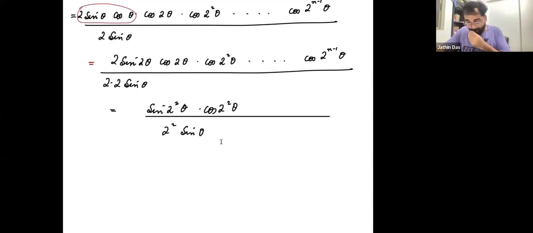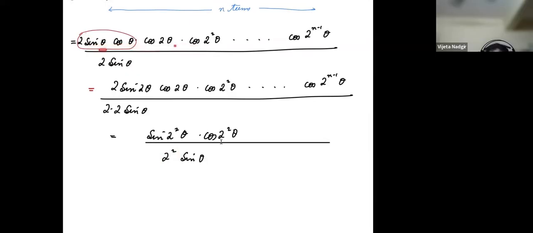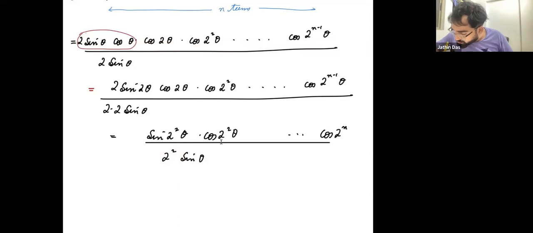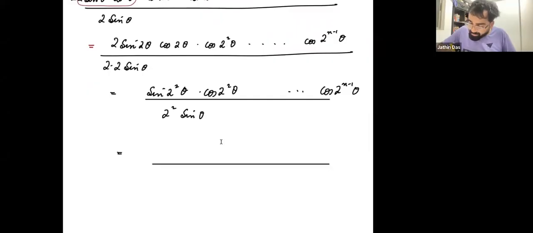And this will come 2 square sine theta. Now you tell me, when there's a 2 square here, I removed this theta, I removed 2 theta. So 2 terms I eliminated and I got 2 square here. And it has to go till cos 2 raised to n minus 1 theta. So how many 2's I'll have to multiply to get the entire data done? 2 raised to n.